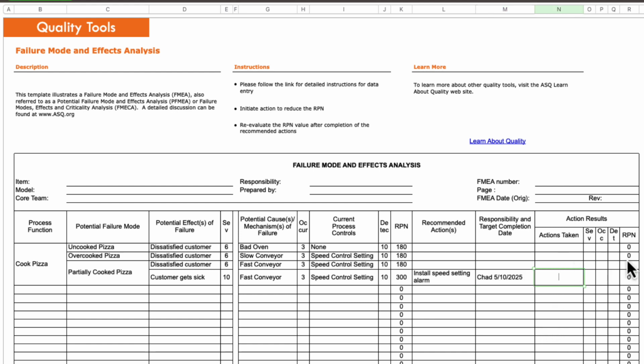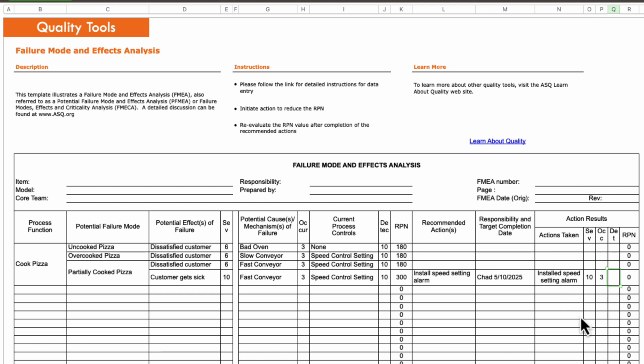Then we put actions taken: installed speed setting alarm. And then we go to this side where we start doing the severity, occurrence, and detection again. Now, what's important to note here is that you will not change the severity and the occurrence most of the time. You would still say it's a 10 on the severity scale. You would say the occurrence is going to be a 3.